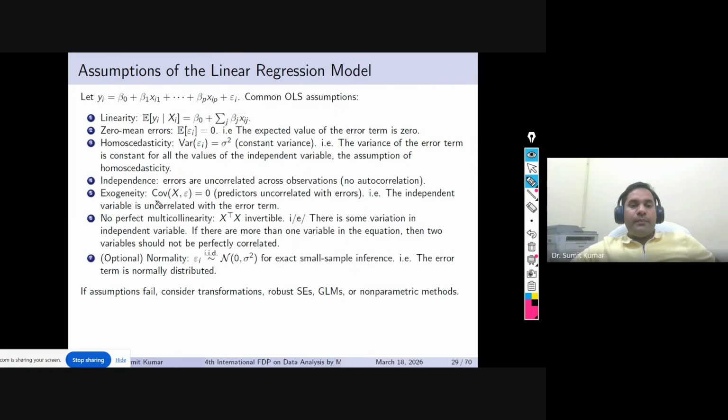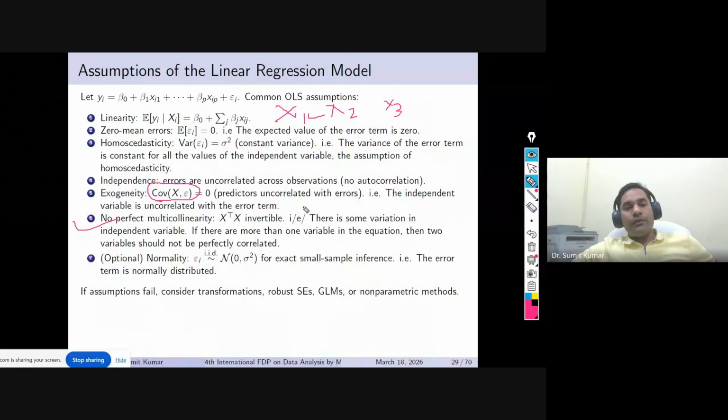The covariance between x and epsilon means the variable and the error term will not be related to each other, so they will be uncorrelated. Then, no perfect multicollinearity. If your linear regression model uses x1, x2, x3 variables, these variables should not be related to each other. Otherwise, it falls under the multicollinearity concept.